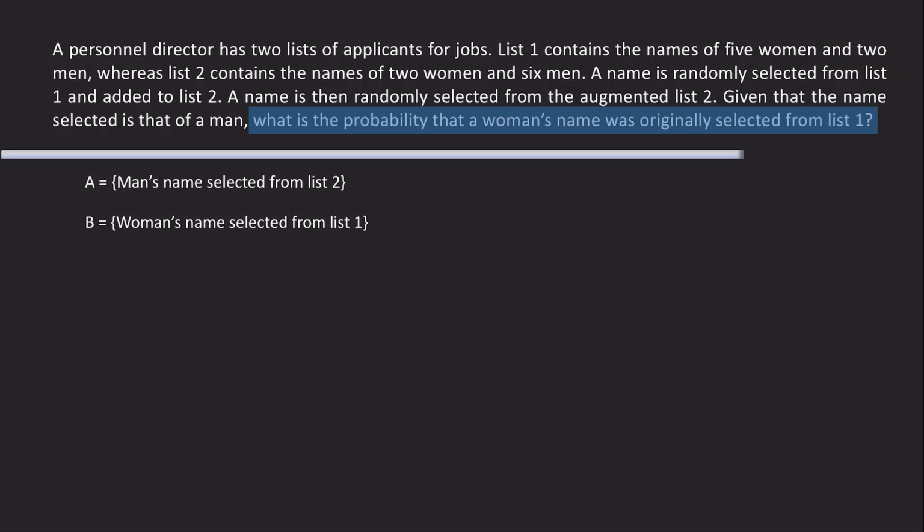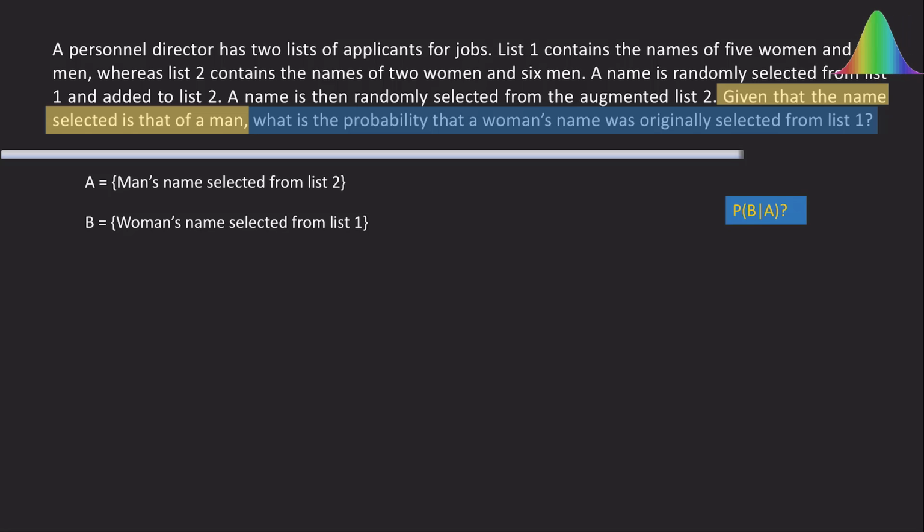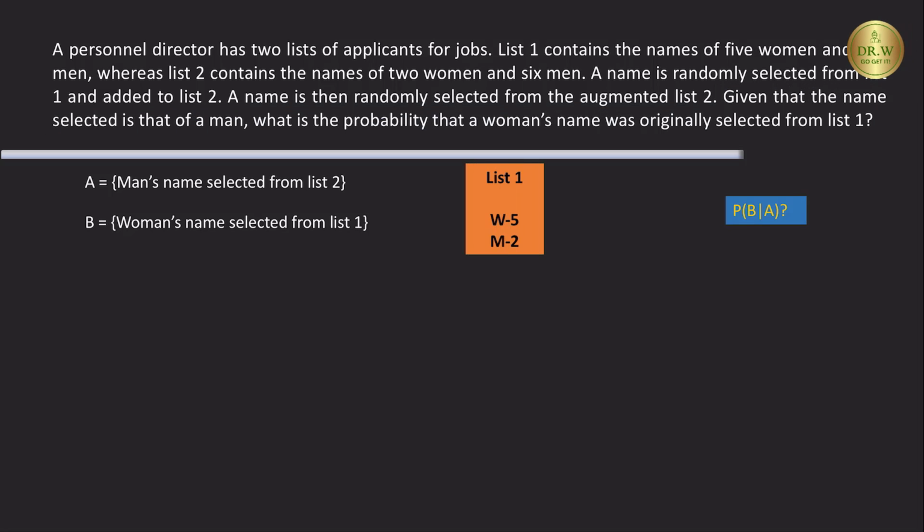So if we read only this sentence, we will write probability of B. But it is not the probability of B. You see the condition. Given that the name selected is that of a man, that is the event A. So event A is a condition here. Therefore, we need to find the probability B given A. Now let me write down the given information. We know list 1, 5 women and 2 men, and list 2, 2 women and 6 men.